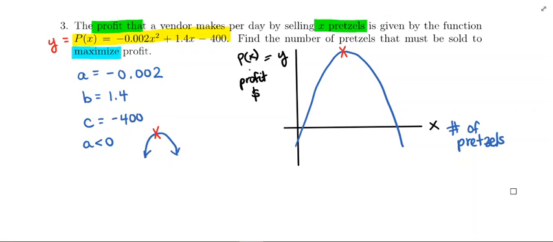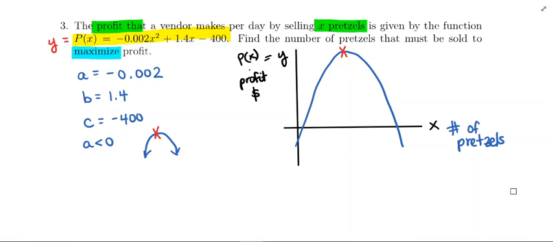So that's what is going on each axis. X is representing the number of pretzels. You plug it into the equation, you get an output. That output represents the profit the vendor makes per day by selling that many pretzels. All right, so now that we know what variable represents what, we can address the question.